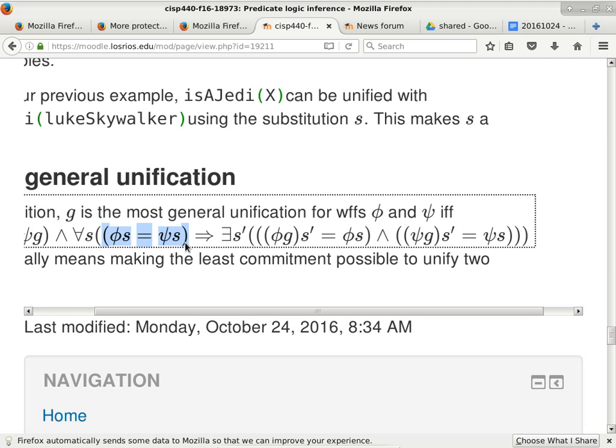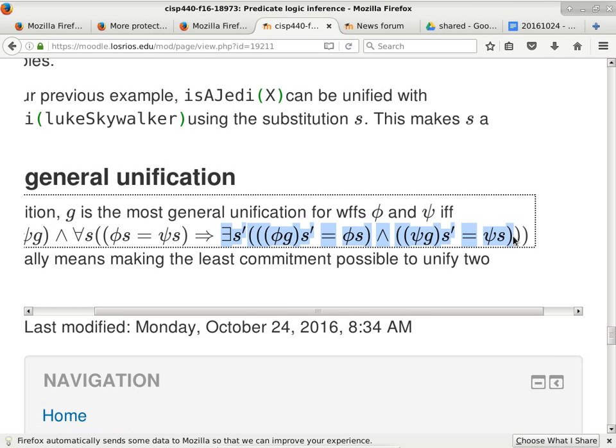So the first part is saying that S is a unification, right? Okay, so for all substitutions S, the first thing we need to say is that, oh, but we don't want just any substitution. We want S to be a unification between phi and psi, okay? So given that S is a unification, what are we talking about? Now we focus on this part here.